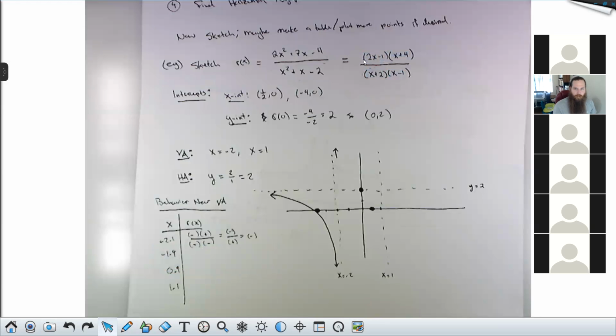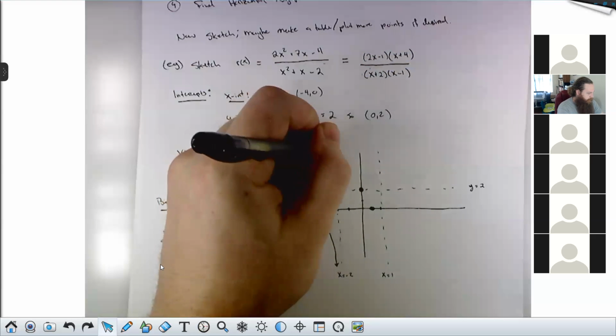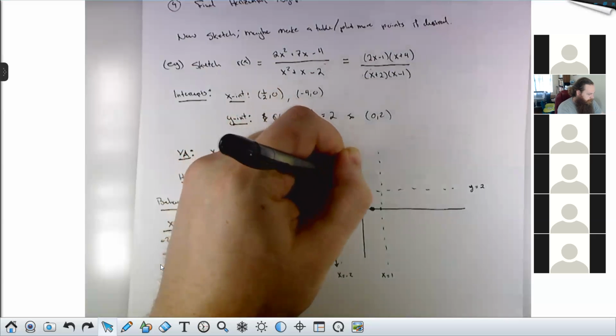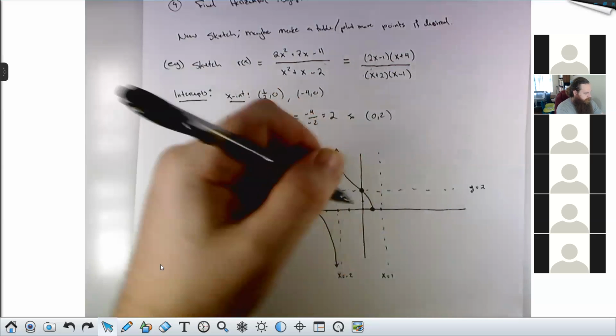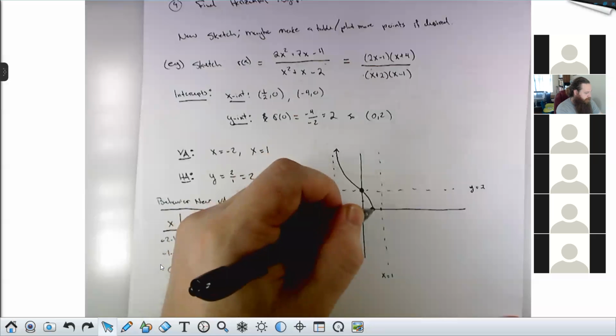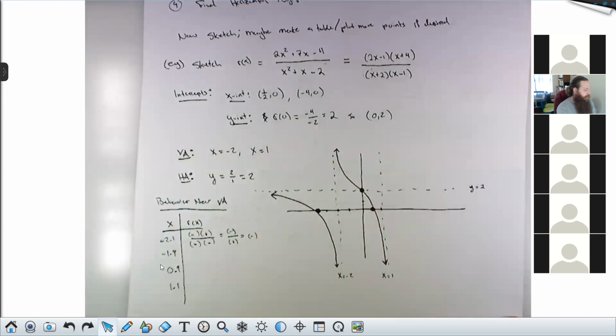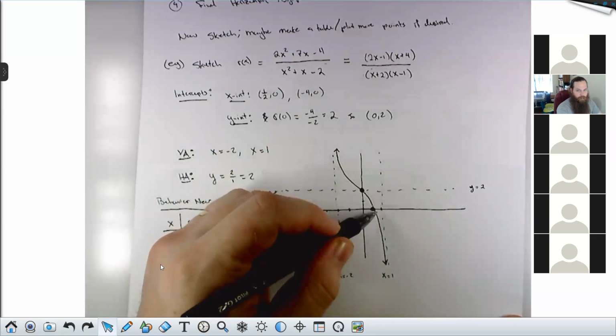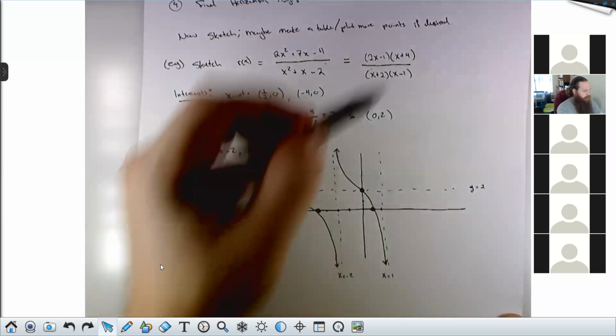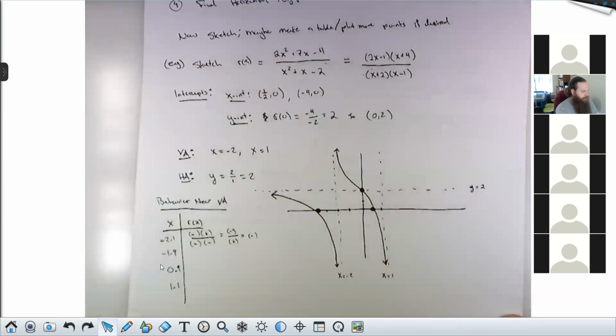So what do I say? Negative, positive, positive, negative. Okay, yeah, so negative over negative, positive, good. And that tells me that this piece is going to do something like this. Yeah, I know I'm going to cross the x-axis here rather than bouncing off of it, because this is an odd multiplicity factor. The multiplicity game is your friend.